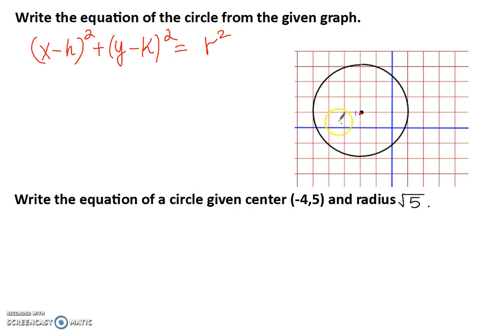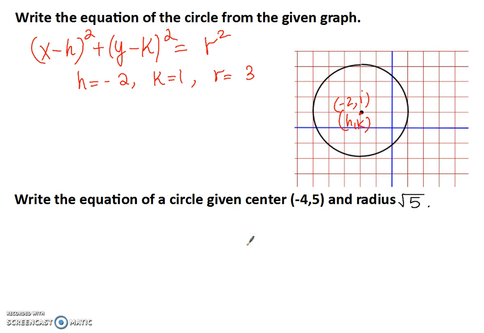The center here is your h and k. So we know that this is 0, 0. So we go -1, -2. So it's -2. And we had to go 1 up. So that's a 1. So our h is -2. K is 1. And the radius, we can just count here. It's 1, 2, 3. The radius is 3.